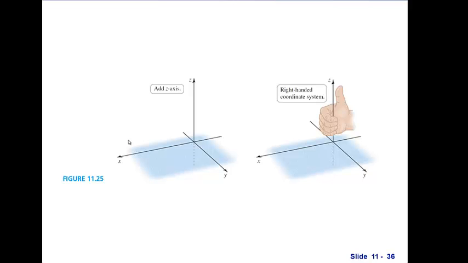The coordinate system described here is a conventional right-handed coordinate system. If the curled fingers of the right hand are rotated from the positive x-axis to the positive y-axis, the thumb points in the direction of the positive z-axis. The coordinate plane containing the x-axis and y-axis is still called the xy plane. Now we have new coordinate planes like the xz plane and the yz plane.